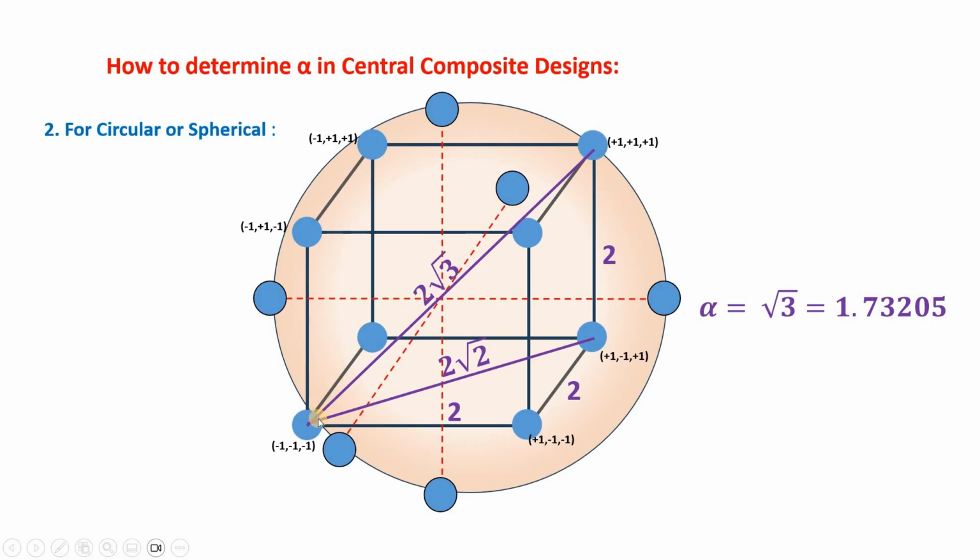So obviously the diagonal will be 2√3, and the radius of this will be divided by 2, so root 3. The distance from the center point to the factorial point will be the same as the distance to this axial point, so the alpha value will be root 3, and that is 1.73203. You will understand it more clearly if I show you these things on the software which we will use in the coming videos.